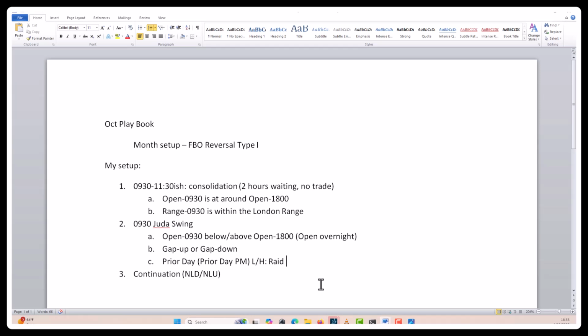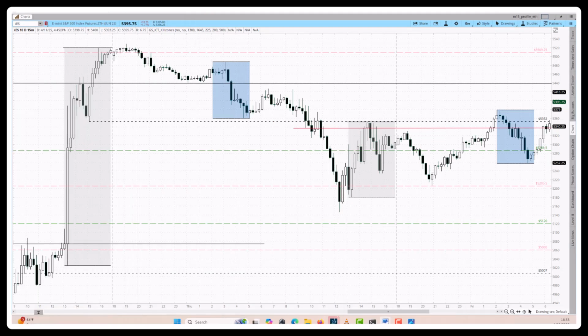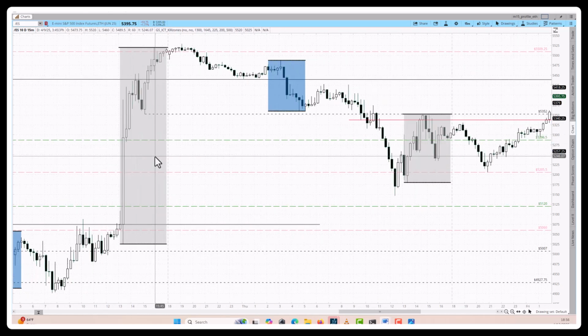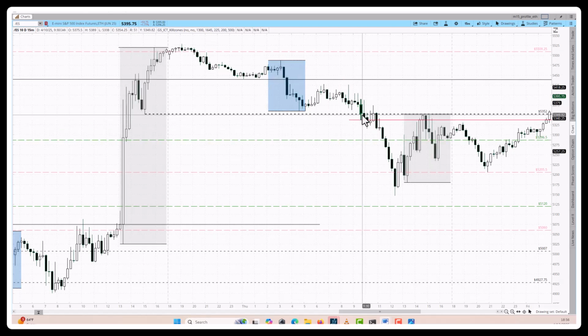It got rated, right? It got rated, then that counts for the swing. But on Thursday, the 9:30 range did not rate the previous day's PM. We see the huge swing on Wednesday, the expansion, and the 9:30 did not rate anything. So that means it's going to continue.